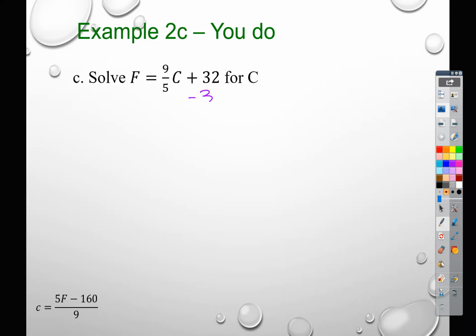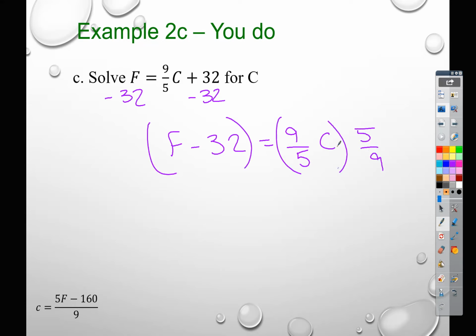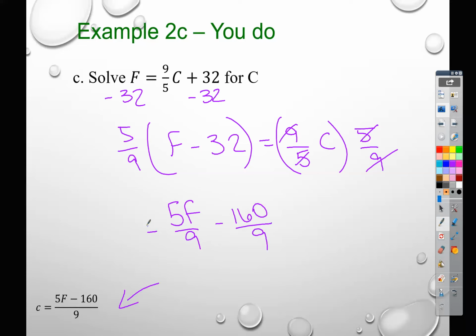So I'm solving for C, so I'm going to subtract the 32 to get F minus 32 equals 9/5 C. So then I'm going to multiply both sides of the equation by 5/9. And so we cancel that out. And this is how they got all that. So if you wanted to, you could put 5F over 9 minus 160 over 9. That's fine. They are just putting it all over one denominator, which is fine.